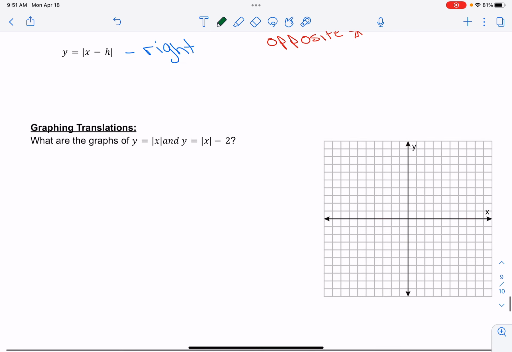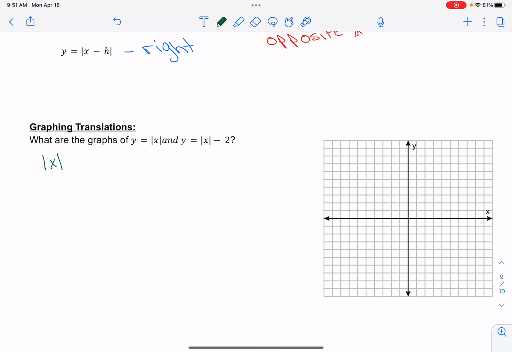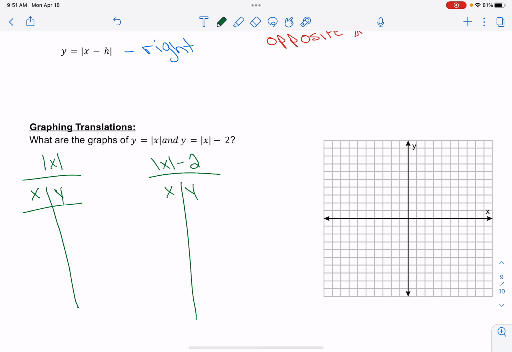All right, so let's get into graphing these translations. So for this first one, it says, what are the graphs of y equals the absolute value of x and y equals the absolute value of x minus 2? So what we're going to have to do is set up 2 charts. So we're going to have the chart for the absolute value of x, and we're going to have a chart for the absolute value of x minus 2. Remember, for our charts, the best options to use for your numbers are -2, -1, 0, 1, and 2.